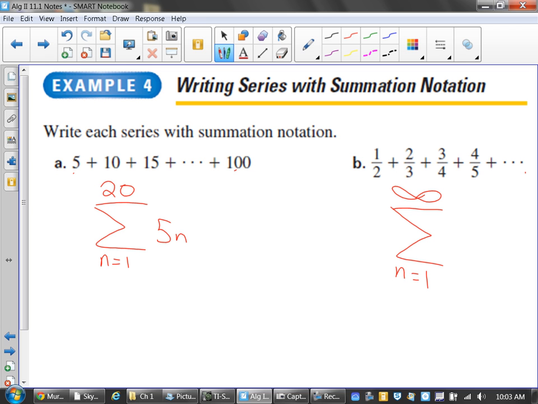I know some of you guys substituted that already in the calculator. What did you get for your answer? 1050. 1050? Everybody okay with that?